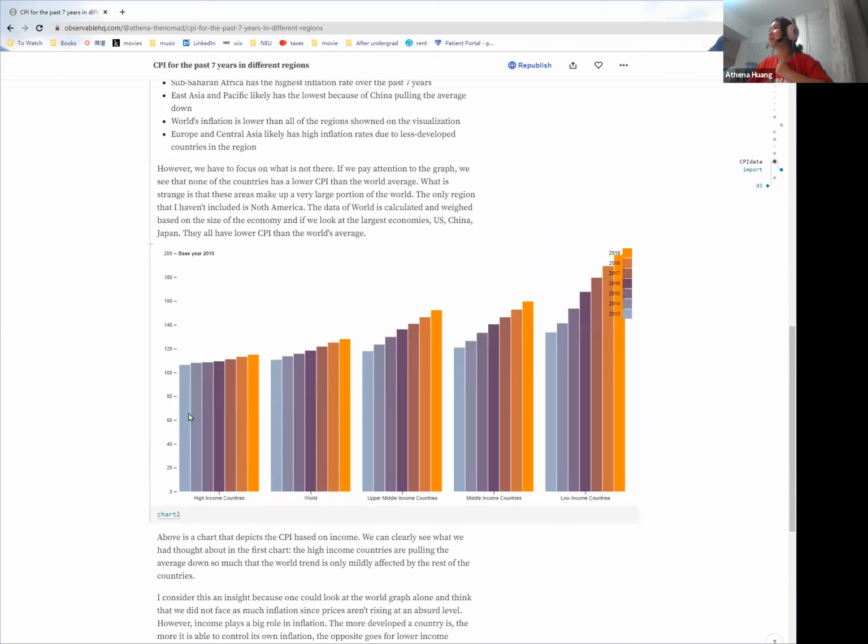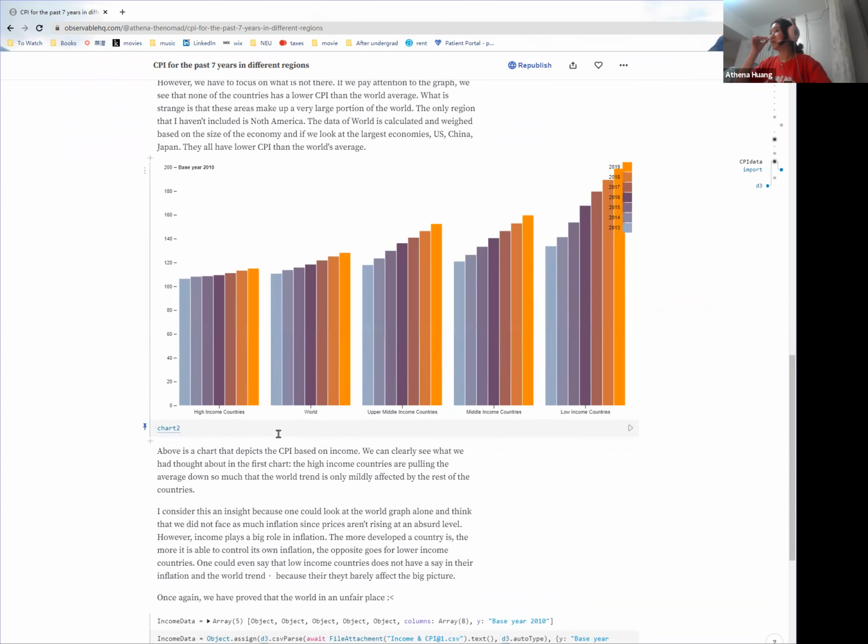So here is another graph of the different countries that are separated into either high income, upper middle income, or low income countries. From this graph, we can really see that the high income countries have a lower CPI every year compared to the world's CPI, and that the rest of the world has way higher CPIs. From this, we can see that the high income countries have more of a say in the world trends, because although it is going up, it is not going up by that much.